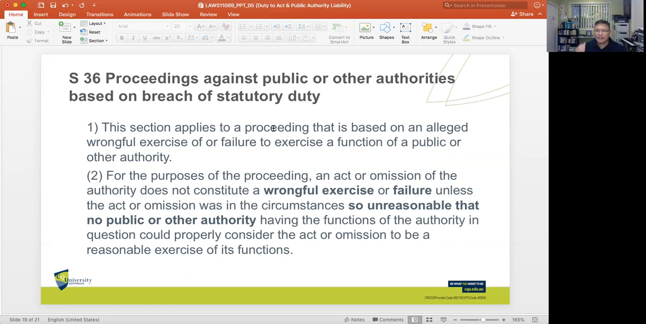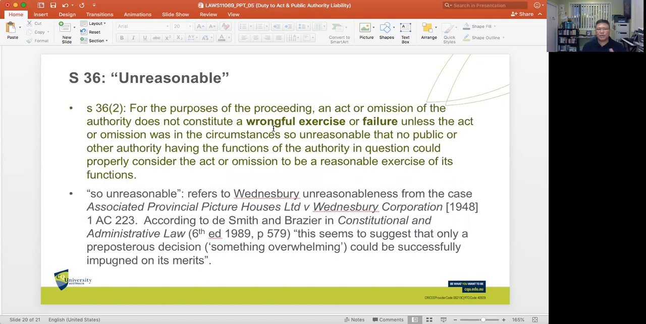No. It is not enough that the argument or claim is made that the actions were unreasonable. It must be actions that are so unreasonable that no public or other authority having the function of the authority could properly consider the act or omission to be a reasonable exercise of its functions. So it's a very high standard. It has to be what is known as Wednesbury unreasonableness. It is not enough that it's merely unreasonable, because the courts have said that what's unreasonable can be quite subjective, and people can have different views.